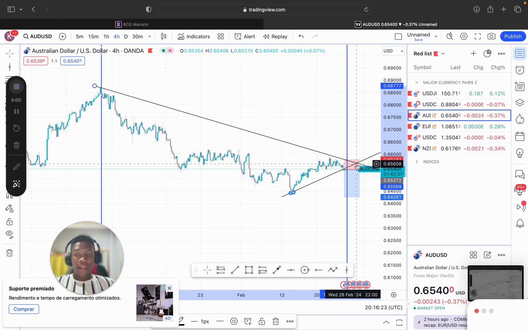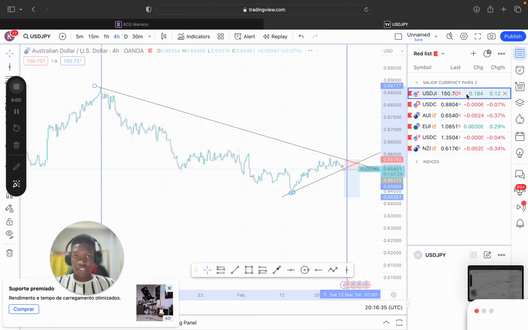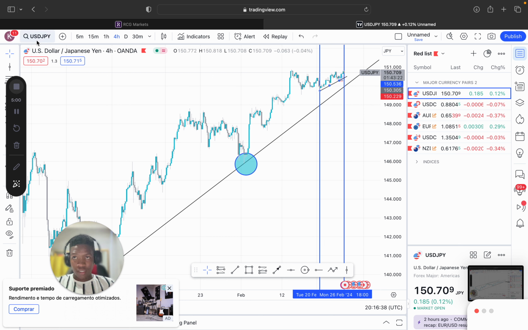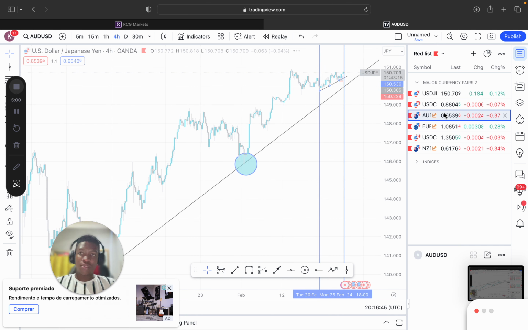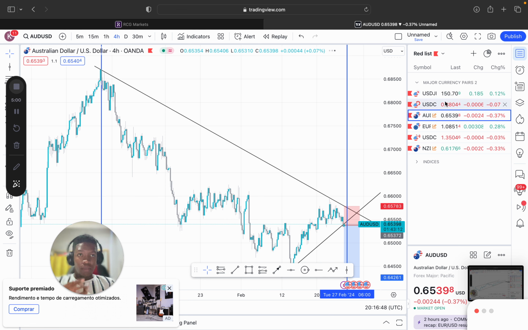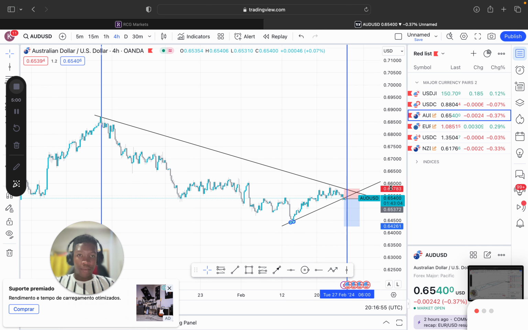Another thing that I want you guys to notice is that if USD is selling in AUD USD, then the currency on the left should buy, right? For example, here in USD JPY, the first one we analyzed, USD is buying, so there is no way the other currency that is against it should buy, it should sell, right? So that's why in AUD USD we are selling instead of buying, following the overall movement, right?